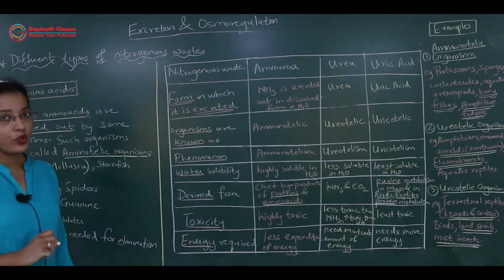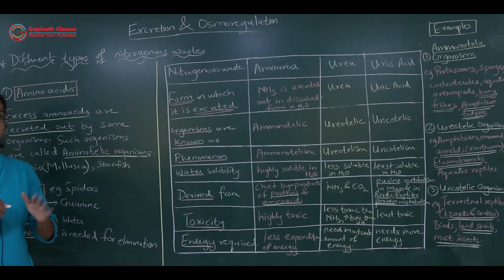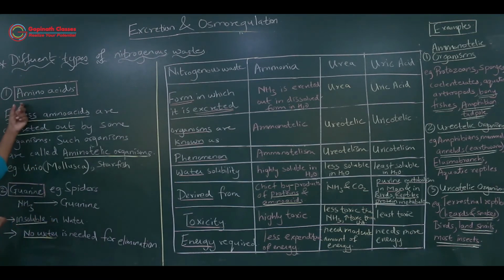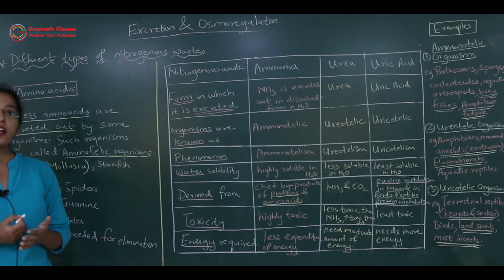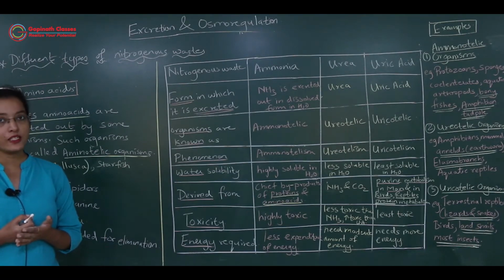As I told you in the last lecture, amino acid is excreted as it is in some organisms such as starfish and Unio. The excess amino acids in the body are excreted directly out of the body. So what is an aminotelic organism? Aminotelic organisms excrete excess amino acids formed in the body, and the phenomenon is known as aminotelism.